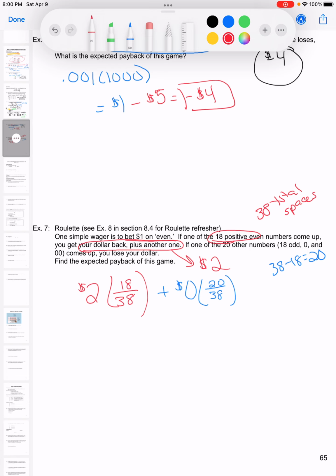2 times 18 over 38 gives me 36 over 38. And then remember, I always do my cost at the end. The cost was $1. So I'm going to subtract the $1 from that cost. So that's going to give me -0.05 for my answer.